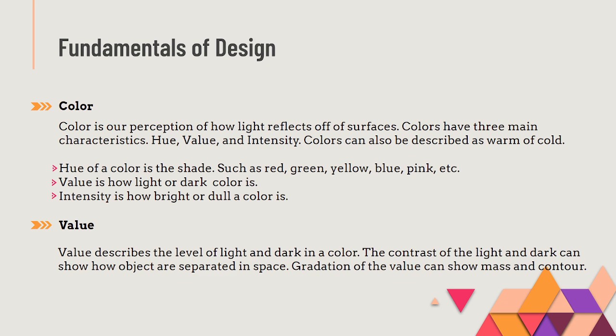So color can also be described as warm or cold. We talked about that: warm colors are yellows, oranges, and reds, and cool colors are greens, purples, and blues. The hue of a color is the shade. So red, green, yellow, blue, pink. Value is how light or dark the color is. The intensity is how bright or dull the color is.